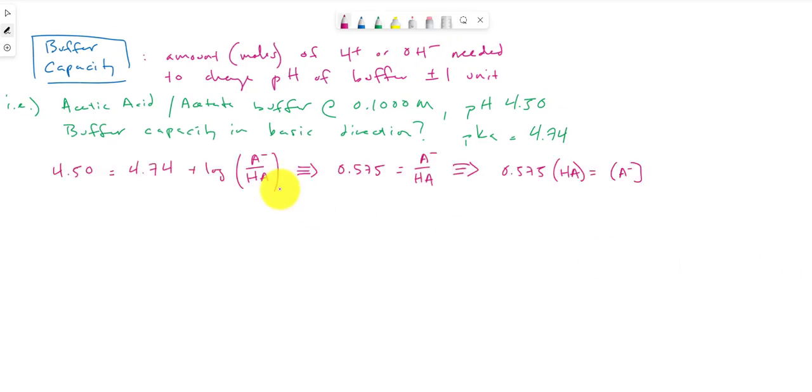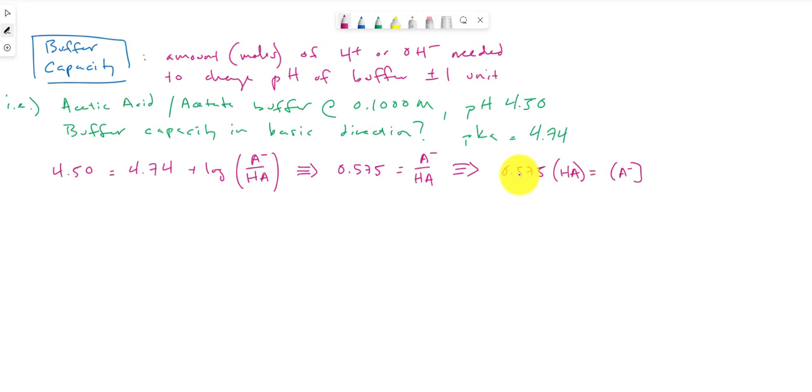Okay, so we start with our initial pH of 4.5 before we've added any base, and we just want to figure out what the ratio is. We put that into the Henderson-Hasselbalch equation with the known pKa of 4.74. We get a ratio of 0.575, and then I just rewrote this as an expression. We know the total buffer concentration is 0.1, so I can figure out the actual concentration of HA and A minus at this pH.